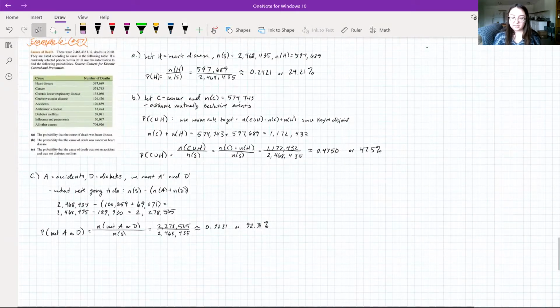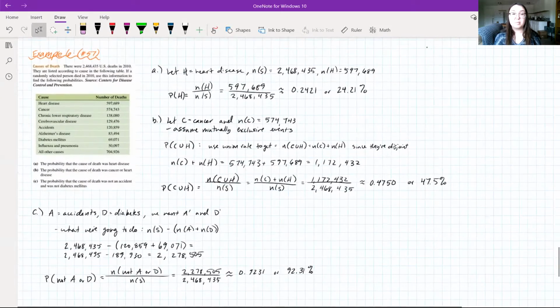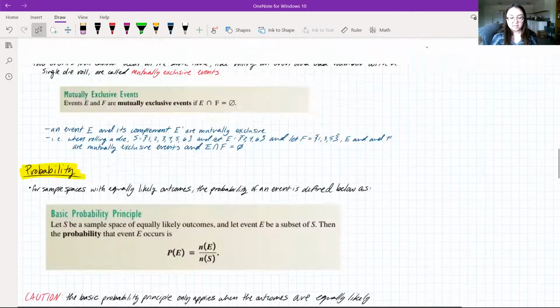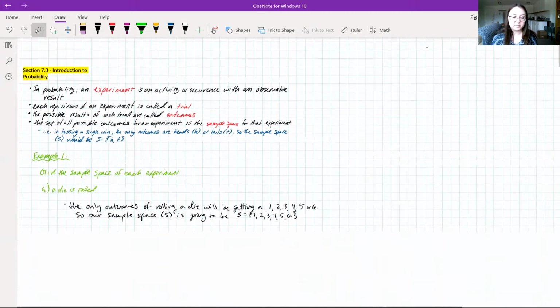All right, so we learned a little bit about the basics and beginnings of probability, and we put these into practice. So that pretty much concludes our section 7.3 here.